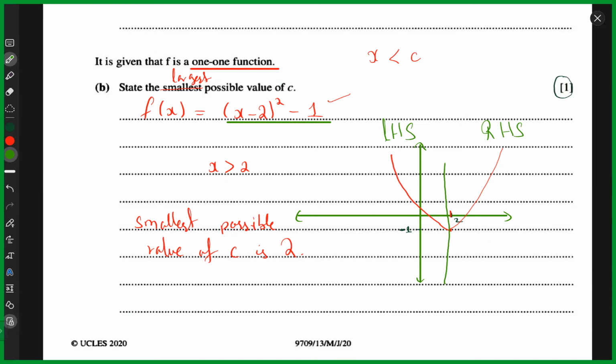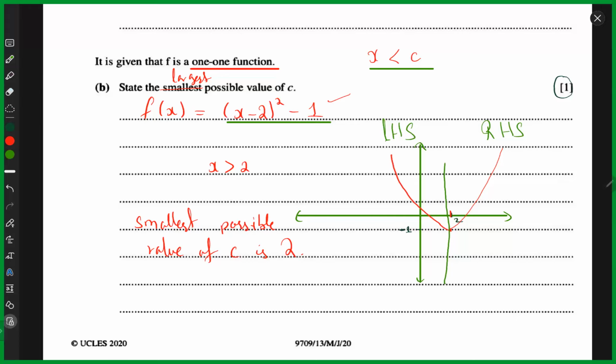So again, we had a function. We made the graph. That graph is not one-to-one because of the horizontal line test. The question this time is that your domain says that X is less than C. So X is less than a number, and now it says state the largest possible value of C. So for this part, I am going to erase the right side now. When I erase the right side, then I would be able to have a maximum.